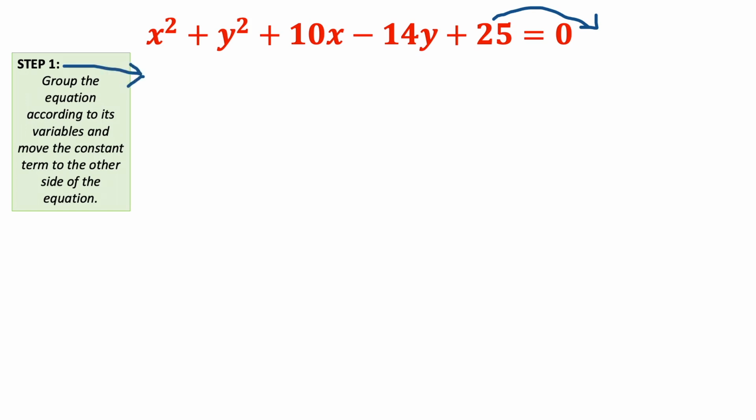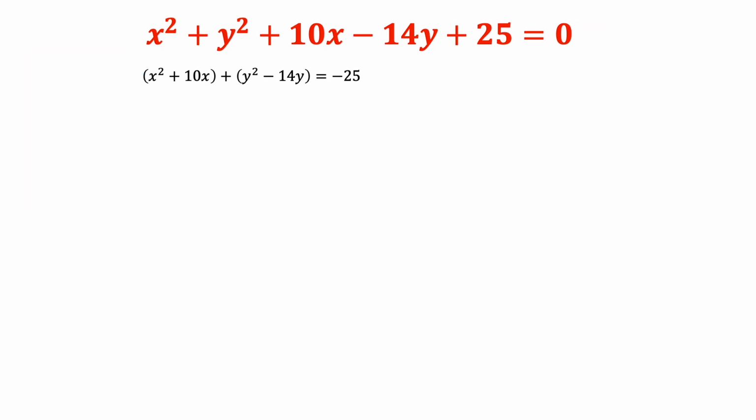Therefore, I will have a group for x variables denoted as quantity x squared plus 10x. Then, another group for y variables denoted as quantity y squared minus 14y. In between these two groups is the addition operation, and they are both equal to negative 25.